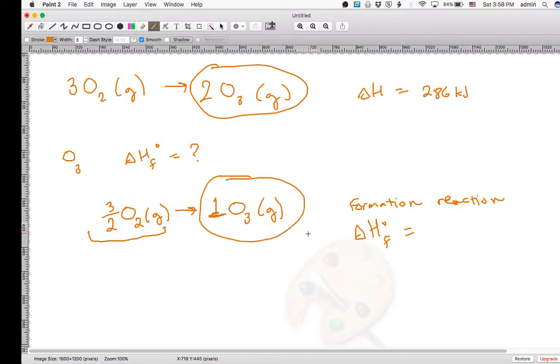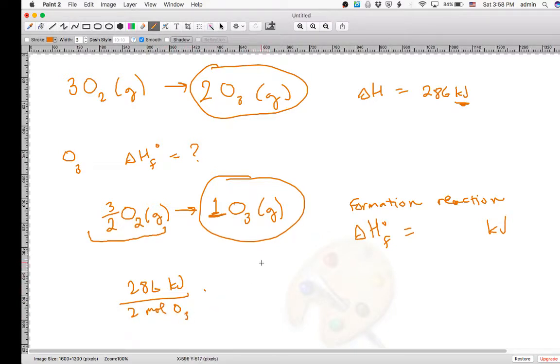So I want this. It's going to be in kilojoules because it's energy. It's going to be either in joules or kilojoules. I'm going to pick kilojoules. So I want to end up with kilojoules. So let me start with something that has kilojoules. Here's kilojoules. So 286 kilojoules is for the reaction when you make 2 molecules of ozone, or 2 moles of ozone. I need to be using moles.